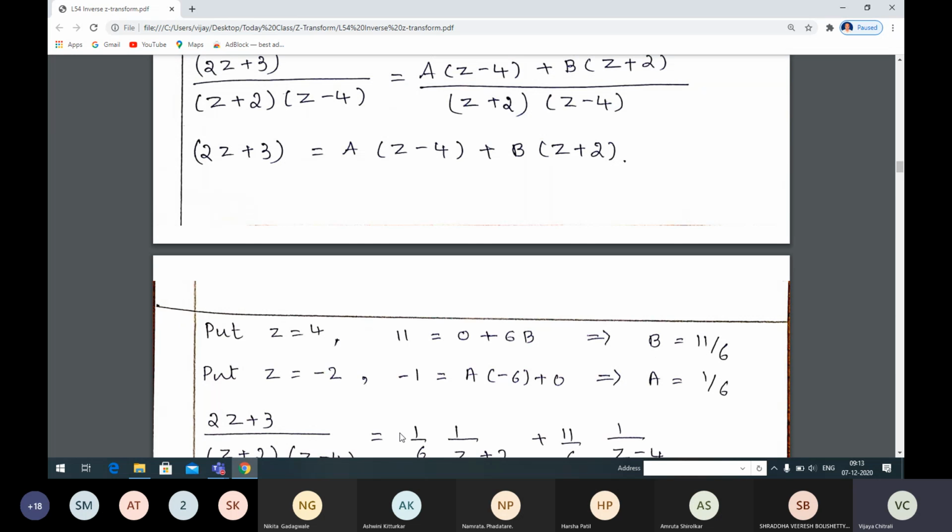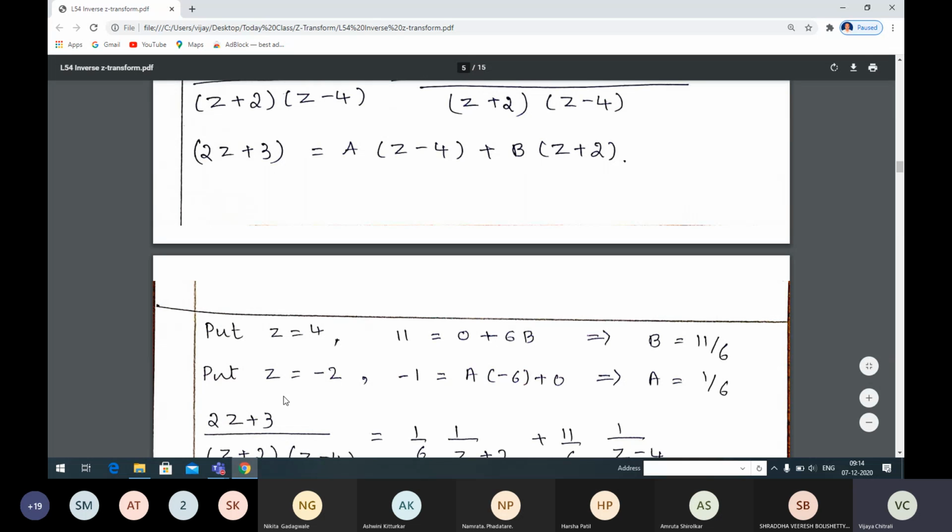Now let us find a. So we have to make this 0. By proper substitution of z, we need to make this 0. So plus 2 is there. In place of this z, you substitute minus 2, you will get this as 0. Now put z is equal to minus 2, and here also you need to substitute. 2 into minus 2 will be minus 4. Minus 4 plus 3 is minus 1. Once again I'll explain. 2z, 2 into minus 2 is minus 4. Minus 4 plus 3 is minus 1.